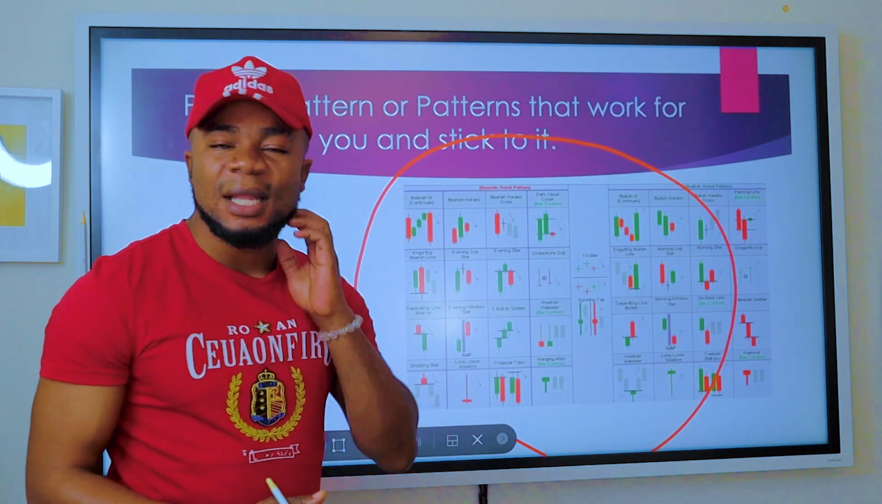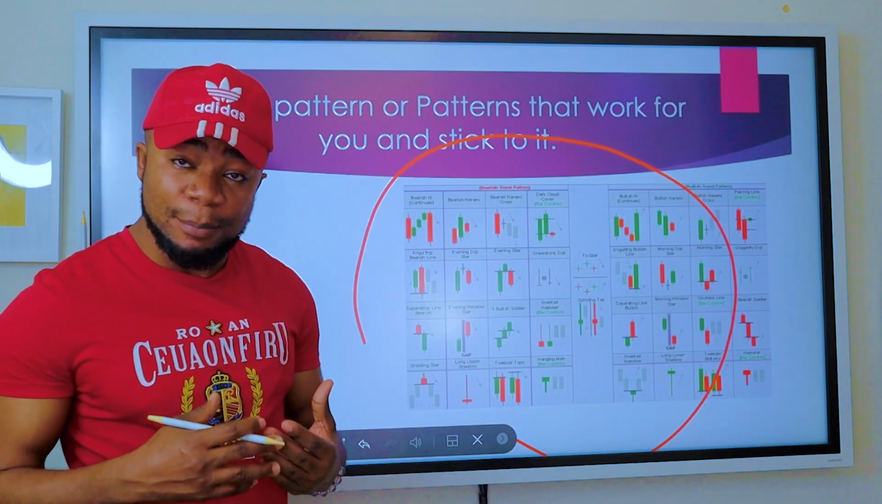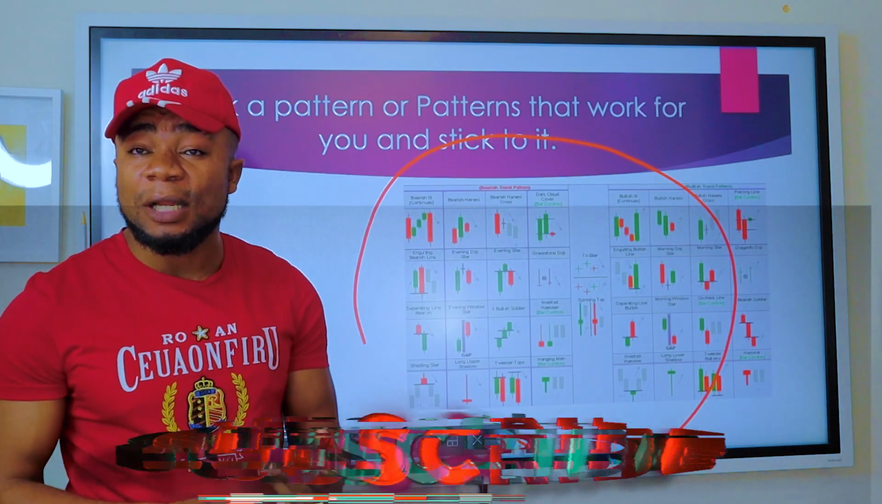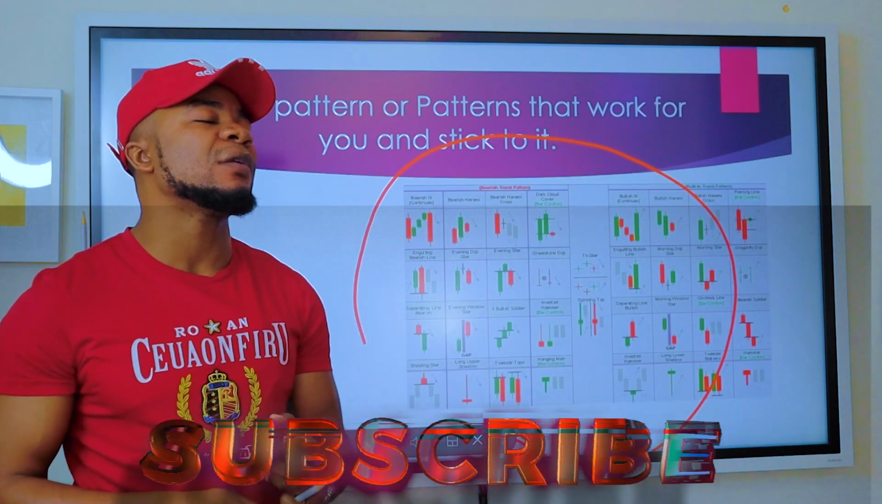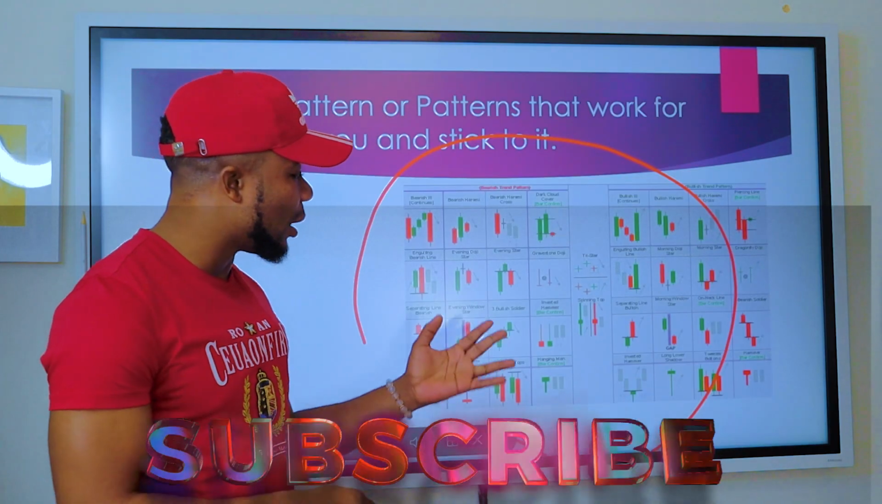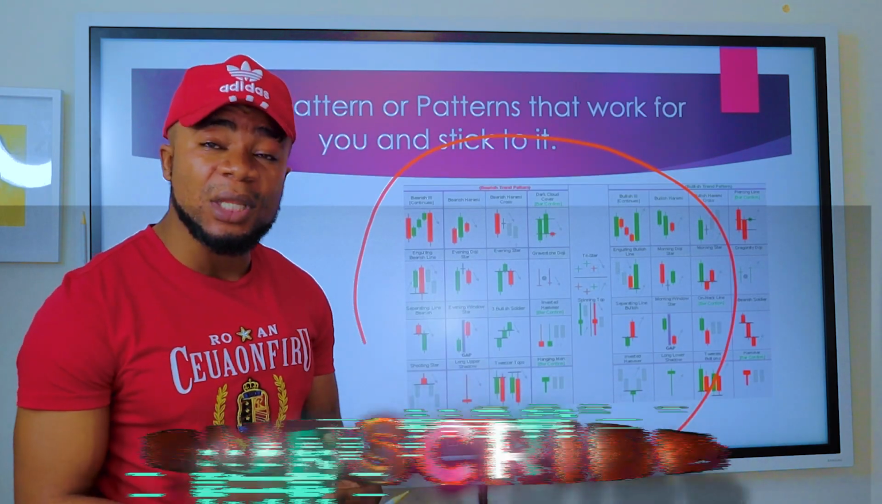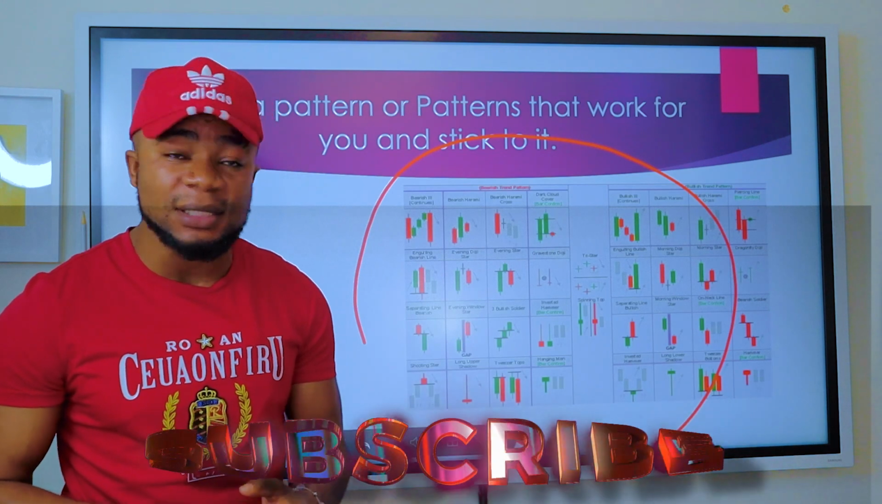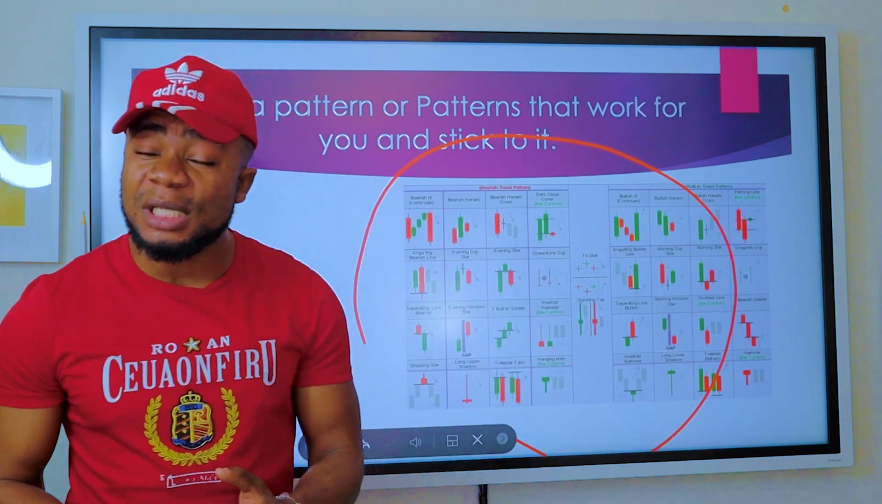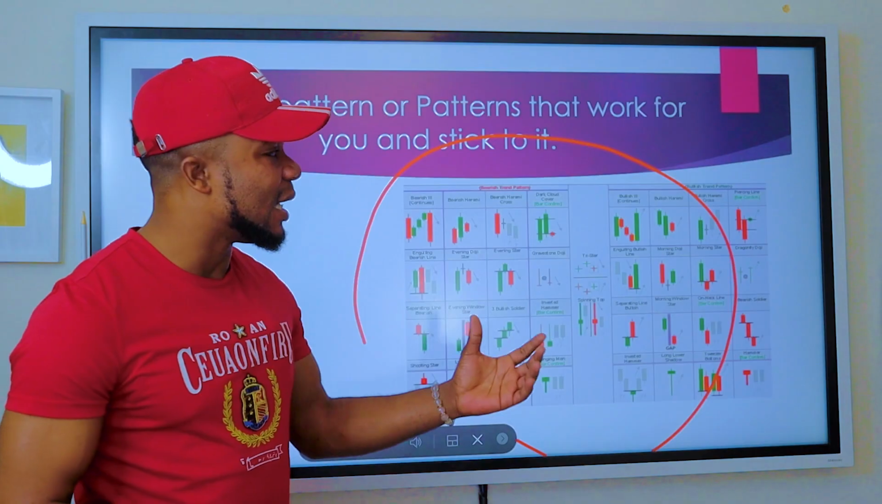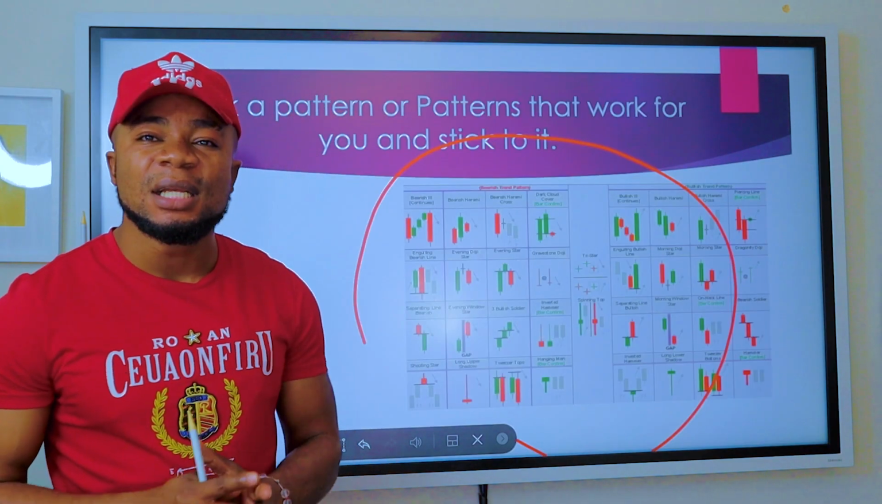Like for me personally, my own personal preference: engulfing candles, full engulfing candles, are the best. Hanging man are the best. Kangaroo tails are the best. Shooting stars are the best. Tweezer bottoms and tweezer tops, they are the best. Then evening stars and morning stars, they are still the best.